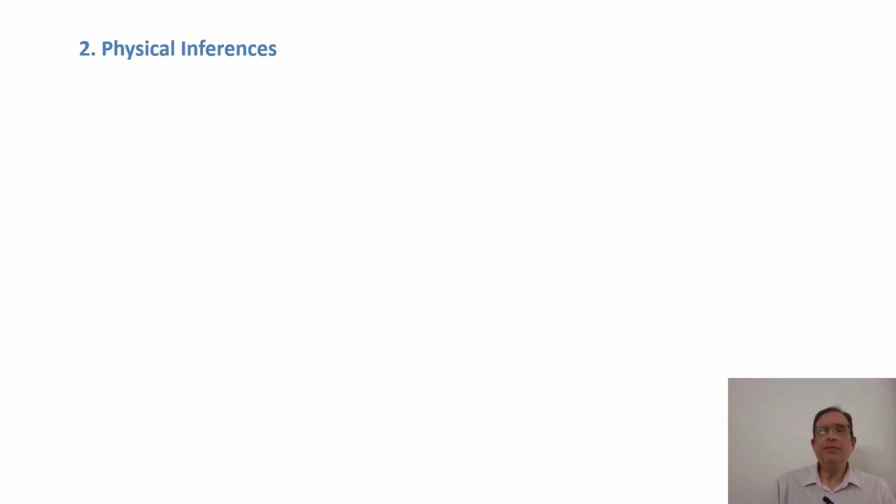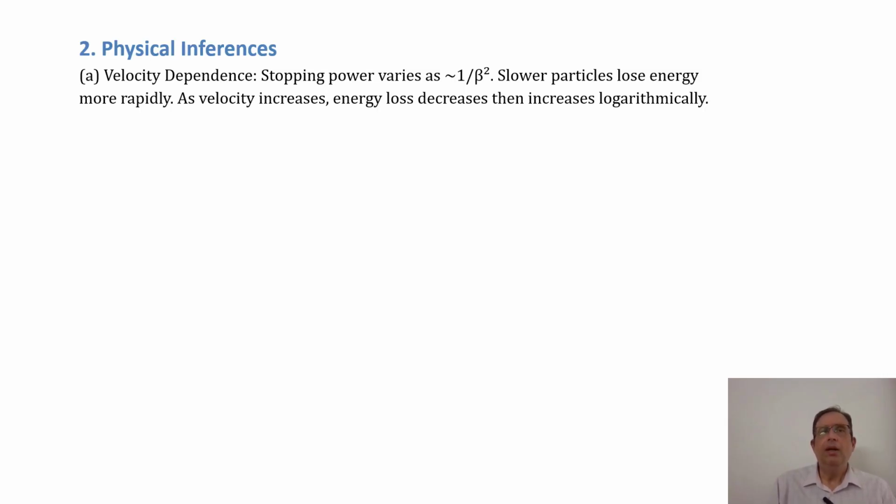So what kind of physical inferences can you draw from here? Of course, from the formula you can see that the stopping power varies as 1 by beta square. That is, slower particles lose energy more rapidly. As velocity increases, energy loss decreases and then increases logarithmically, because there is a logarithmic factor also which is dependent upon the velocity. As you can see in the formula, there is an inverse dependence with velocity as well as a logarithmic dependence with velocity.